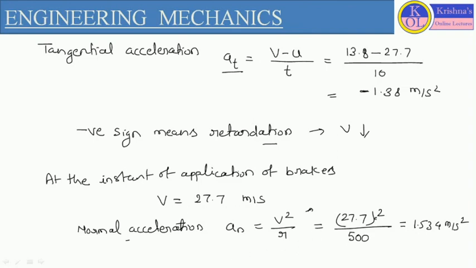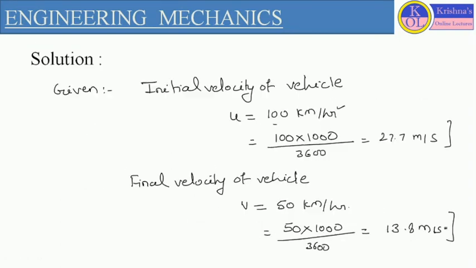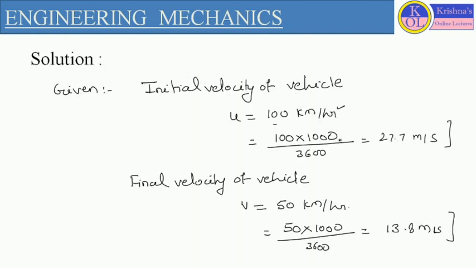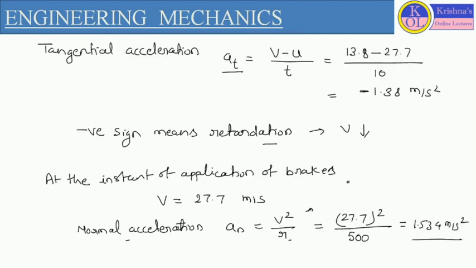So AN will be 27.7 square by 500. R is representing the radius. Radius value is given, it is 500 meters. So we will have this value of normal acceleration 1.534 meter per second square. Here radius value is given and we have the value of velocity, that is 27.7 at the time of application of brake. So this is the value of normal acceleration.